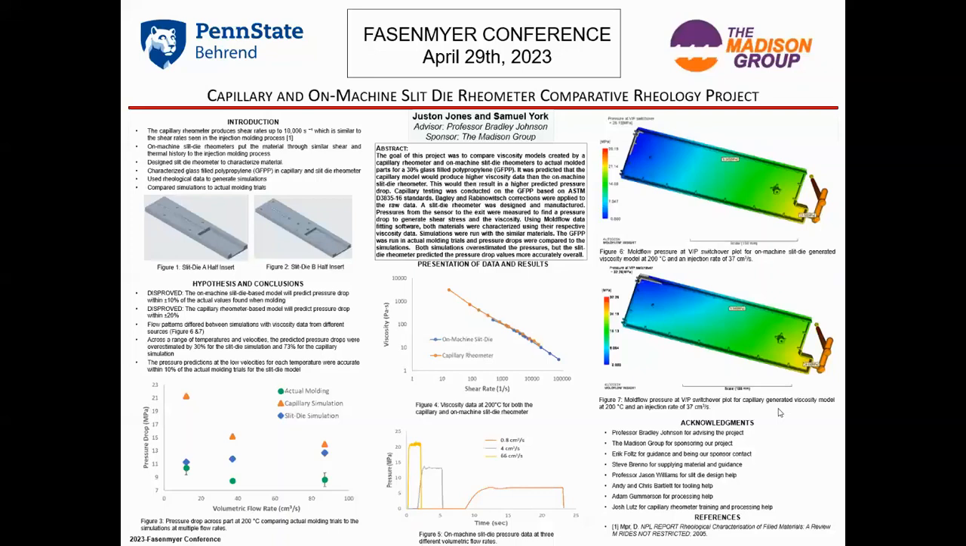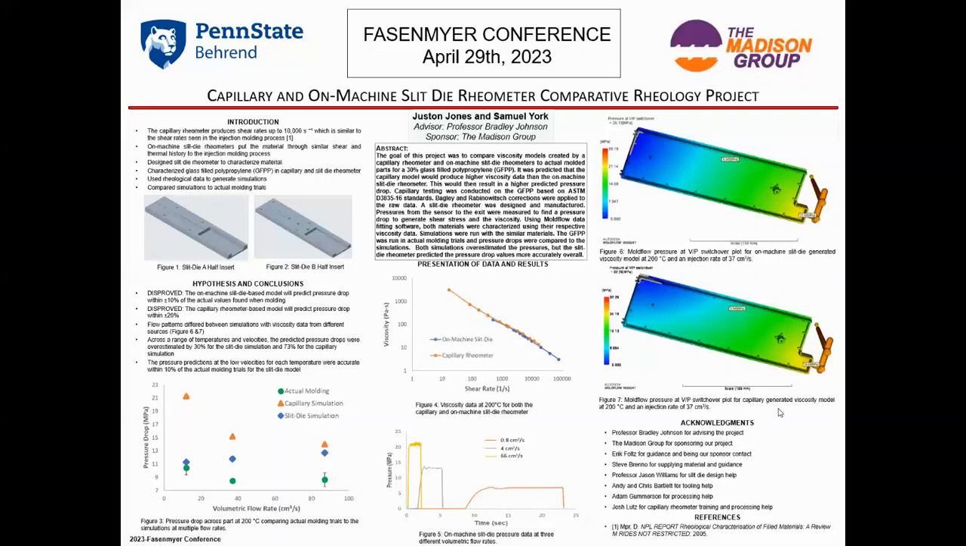So originally we had predicted that the on-machine slit die based model would predict pressure drops within plus or minus 10% of what was actually found when molding. This was disproven as the actual predicted pressure drops were overestimated by 30% by the slit die simulation. And originally we had predicted that the capillary rheometer model would predict pressure drops within plus or minus 20%, whereas the actual simulations had overpredicted by 73%.